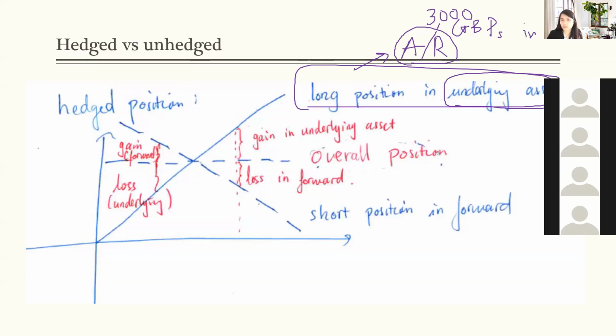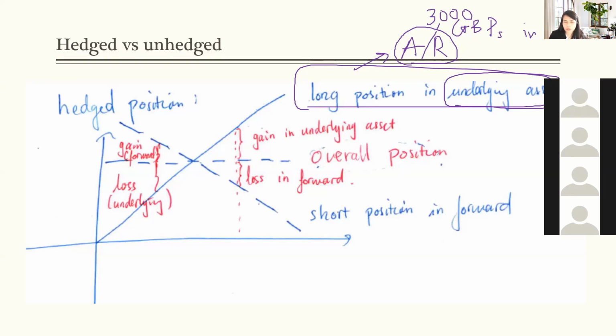So this is what I mean by the underlying asset. Usually, if I don't have a forward contract, I would just wait for 3 months, receive the money from my trade partner, and exchange the pounds in the spot market at that time to the AUD. So that is my underlying position.